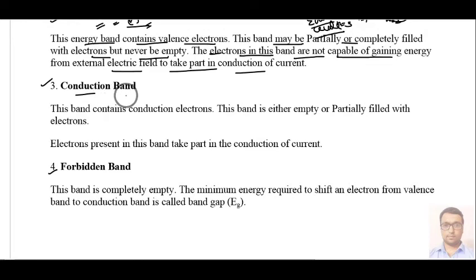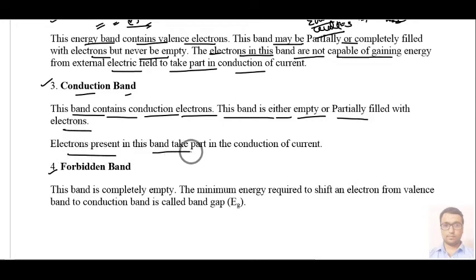So the third category is what? That is conduction band. In conduction band we can say that this band contains conduction electrons. This band is either empty or partially filled with electrons. Electrons present in this band take part in the conduction of current. Why is it called conduction band? Because these are the electrons which move in our whole circuit, and these electrons are responsible for conduction of electricity.